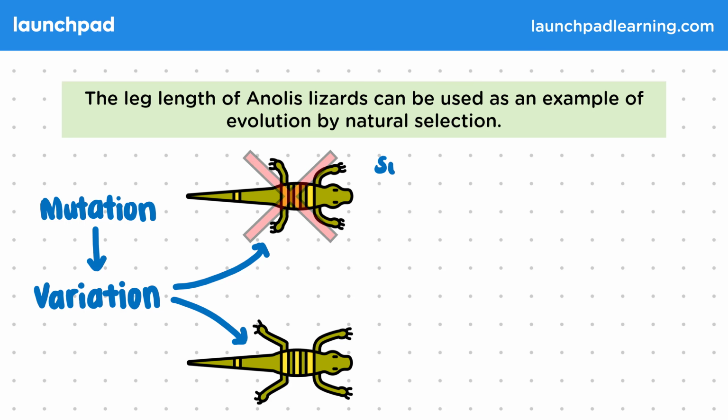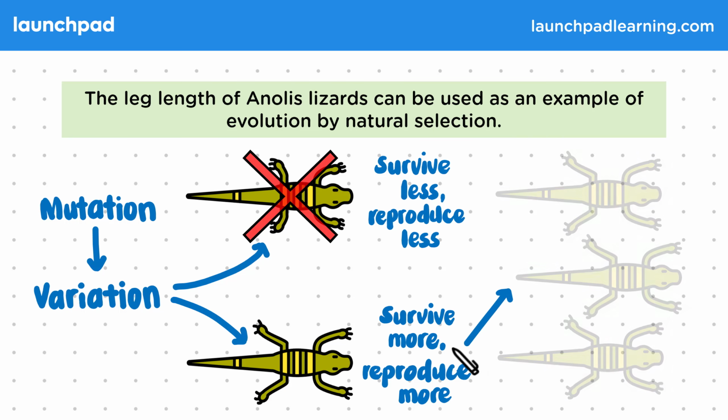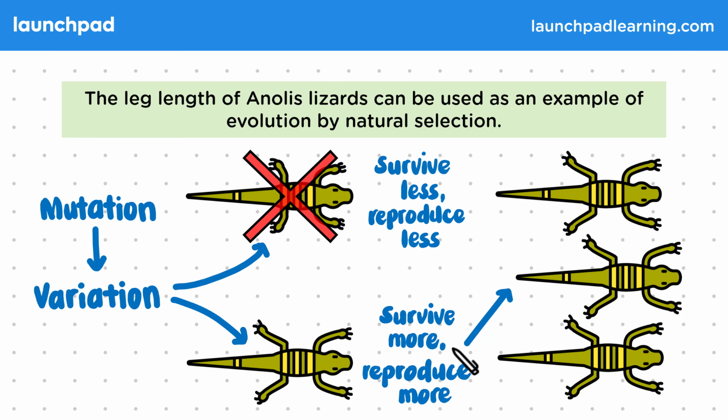Because of this, they will survive less, and because of this, they will reproduce less, and be less likely to pass on short leg length features. Lizards that have longer legs are able to run faster from predators, so they survive more and live to reproduce more. Because having long legs is advantageous, we end up seeing this characteristic being more common in the next generation.